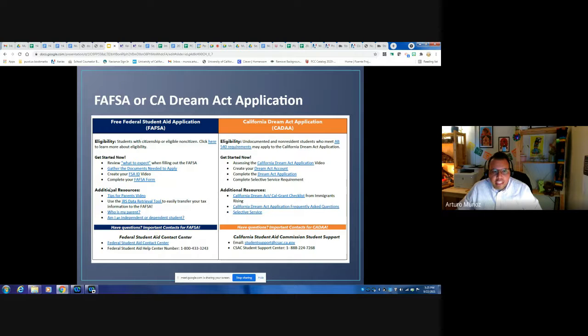And these are more details of what you will need for the FAFSA and what you will need for the Dream Act. And again, these slides will be available for you to go into more detail and all the links as well.